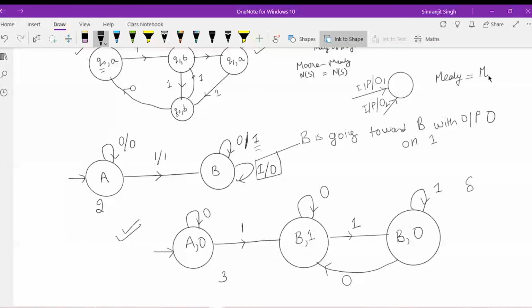What is Mealy? In Mealy, the output is placed alongside the input, and Moore is where the output is placed alongside the state. So from Mealy to Moore conversion, the states can increase. But Moore to Mealy is very simple. There is no kind of problem with this.